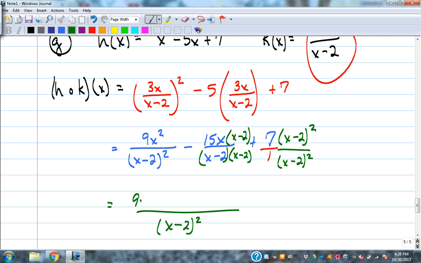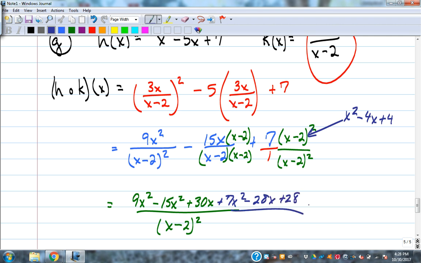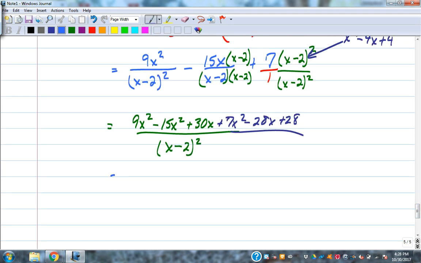And then we got 9x squared. Then I'm going to multiply negative 15x times x minus 2. So it'd be negative 15x squared plus 30x. And then over here, I got to do a little bit of side work here. That x minus 2 squared would be x squared minus 4x plus 4. And then distribute a 7 to it. Yeah, it's pretty ugly, but we can make it look a little bit better by simplifying.